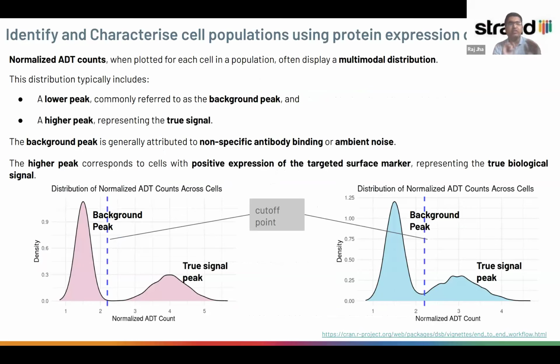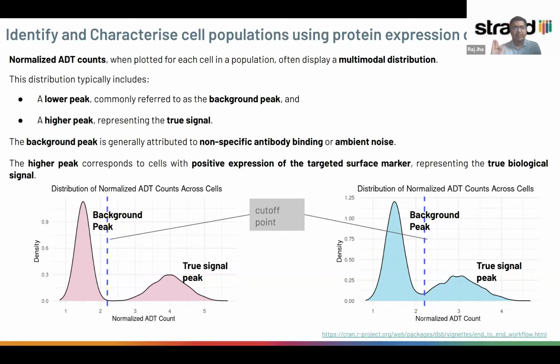Why? Because once you plot these normalized ADT counts, you will find that they are multimodal distributions. They'll have two peaks. The higher peak, which is towards the left of the line that you're seeing, is the background peak. What is it? It is the ambient signal of antibodies. It is non-specific binding. Whereas towards the right, it is the true specific binding of the antibodies, and it represents the positive expression of targeted surface markers.